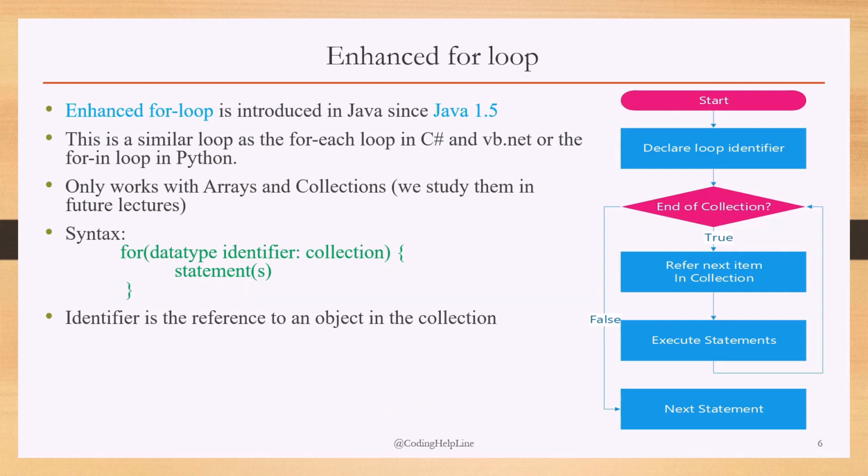The identifier refers to the current object within the collection during the iteration of this for loop. This loop executes once for each element in the collection or array.